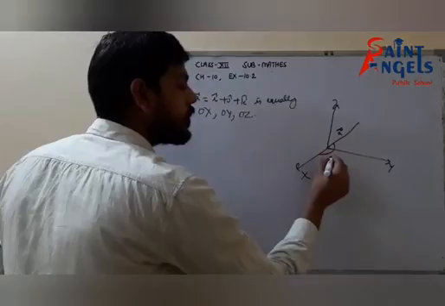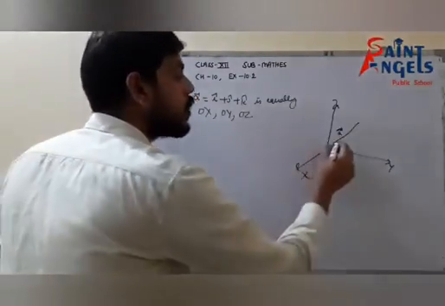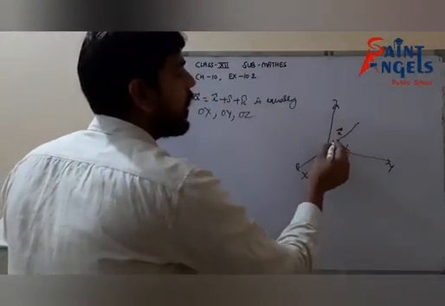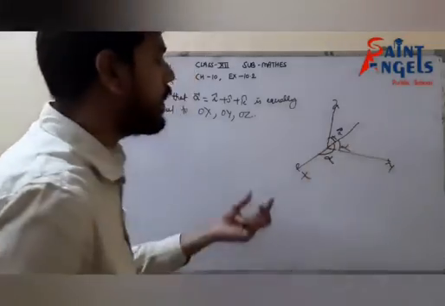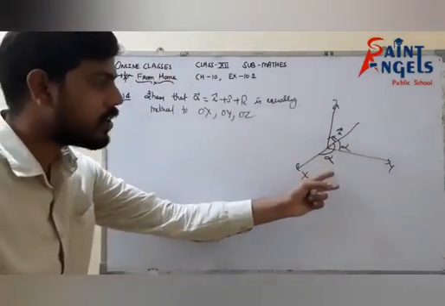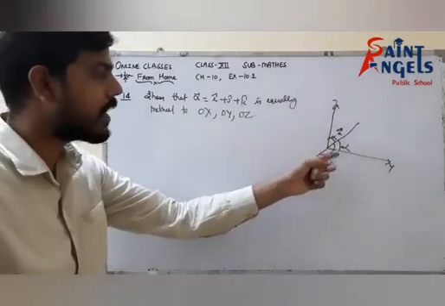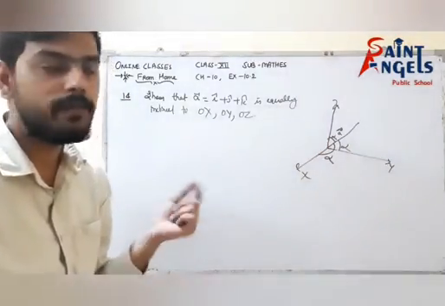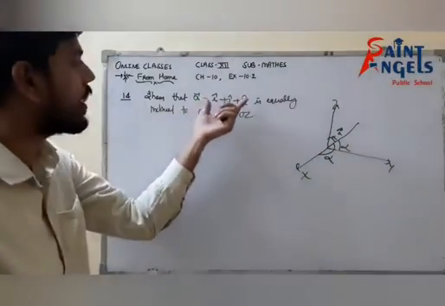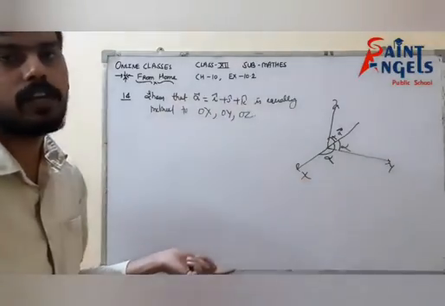If it is making alpha angle with the x-axis, then it should also make alpha angle with the y-axis and alpha angle with the z-axis. It means what? Direction angle should be same. If direction angle is same, then obviously direction cosine would be same. If we show that the direction cosines of this angle are same, it means what? It is equally inclined to all axes.